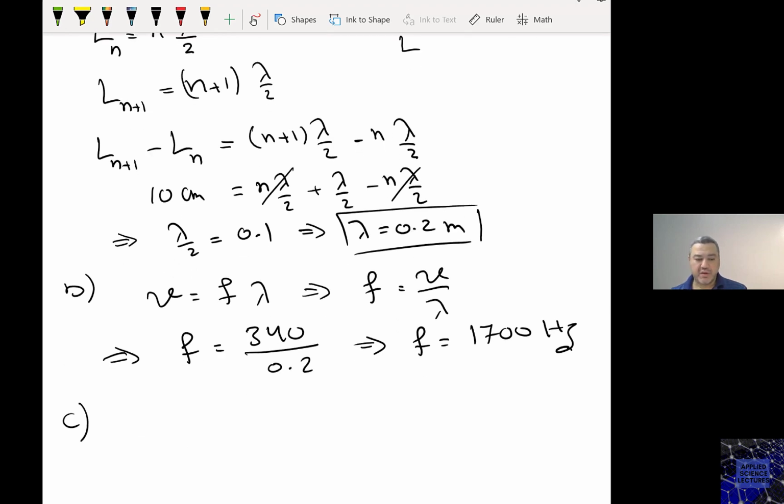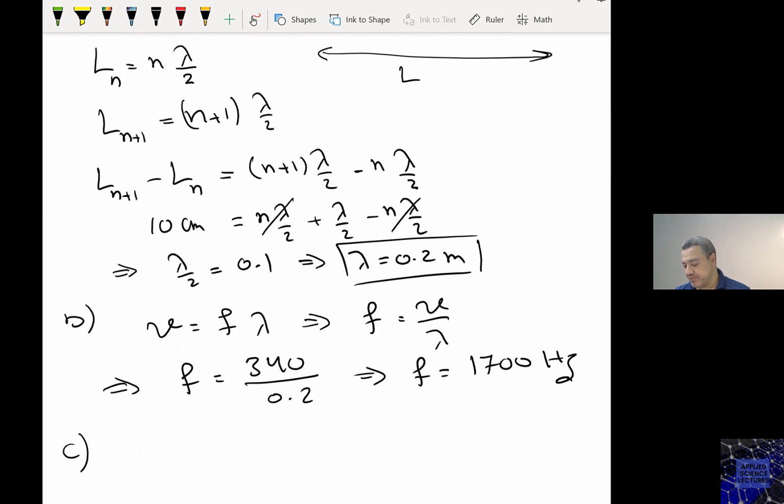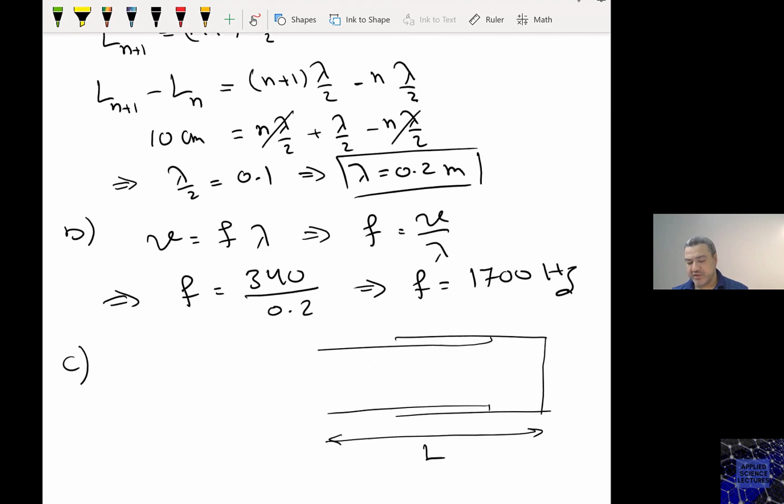C, would closing the right hand end of the tube change? So this is my tube. If I close the right hand end here, and this one is still a variable, would that change the differences between my resonances to be 10 centimeters?